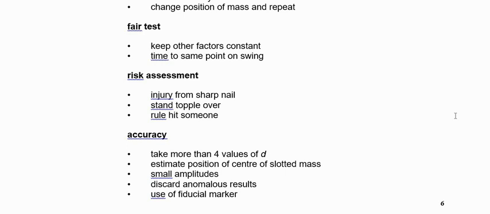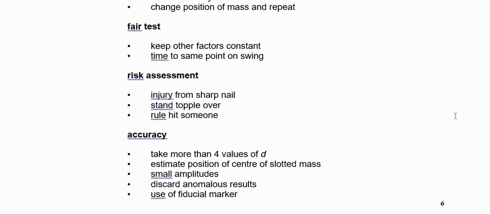Your risk assessment needs to be relevant. In this case, there's a few options available. The most likely thing here is that the stand will topple over, so you should use a clamp to secure it to the desk. And then finally, how are you going to improve accuracy?